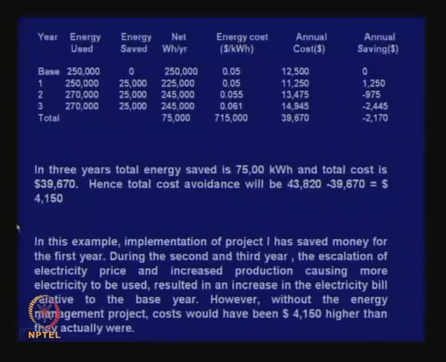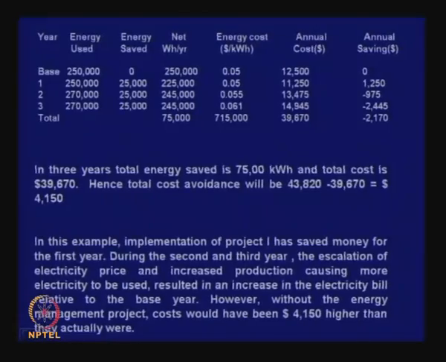So, we have given all kinds of calculations, energy used, this is the base year, energy saved, net watt hour, energy cost, annual saving, which compared to base years first, second, third year, and then total of what is happening everywhere. So, in 3 years the total energy saved is 7,500 kilowatt hour and total cost is $39,670. Hence, total cost avoidance will be this. So, this is the kind of analysis industry has to do.